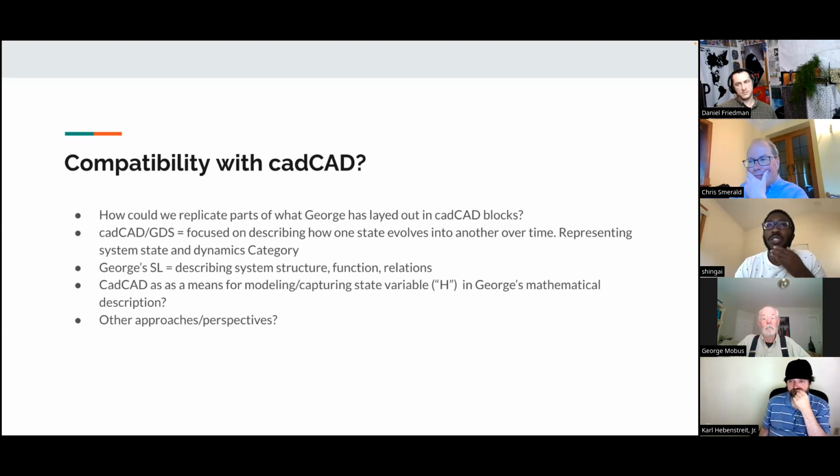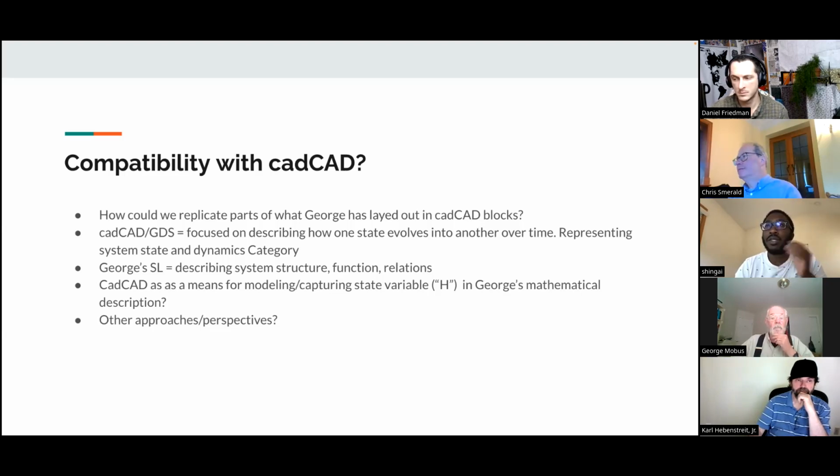And this is in contrast with George's systems language, which seems to be a lot more focused on describing the structure of a system, the function of a system, and the relationships within the system, and also between the system and its environment. So I'm wondering if we would look at CAD as a means for modeling and capturing the state variable in George's mathematical description, or if there is a completely different way to look at this, and what it actually might look like to implement some of George's work on top of CAD.